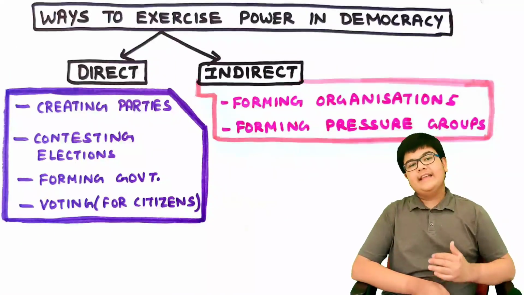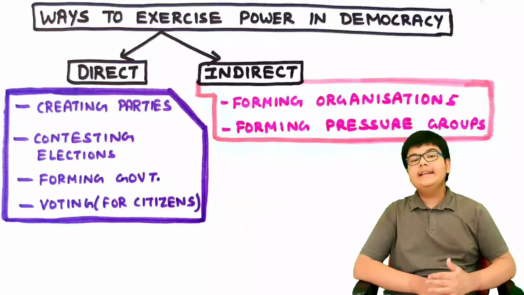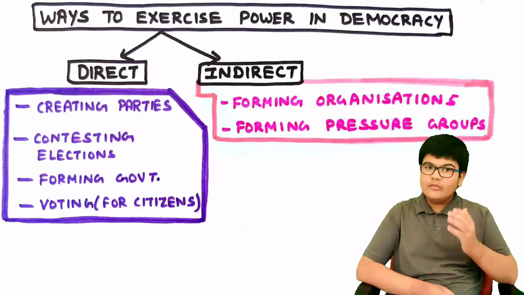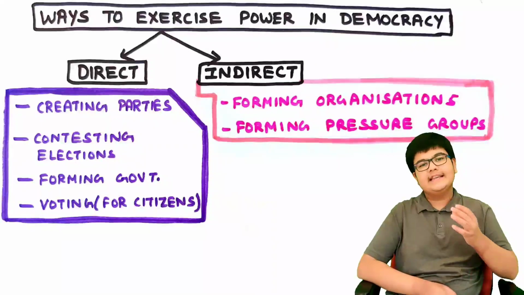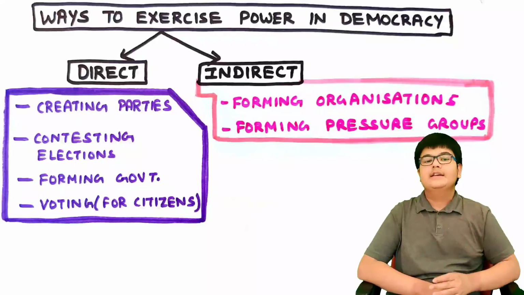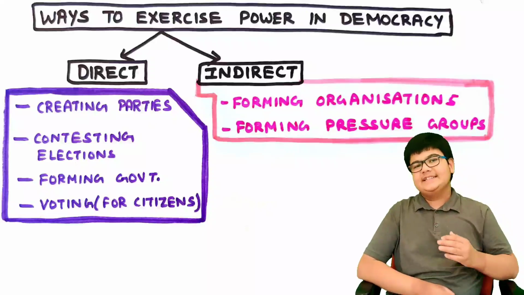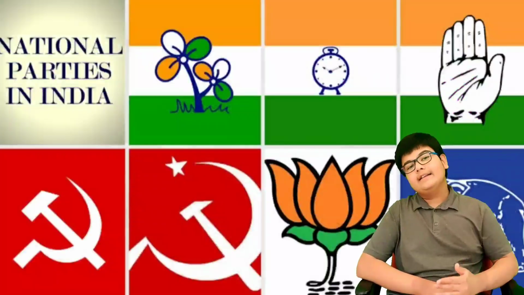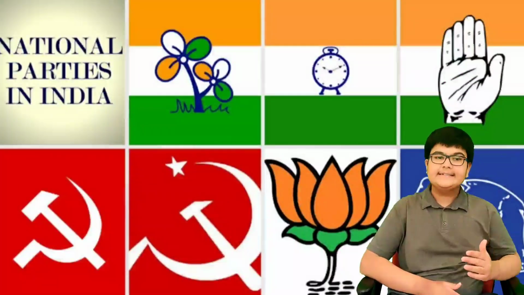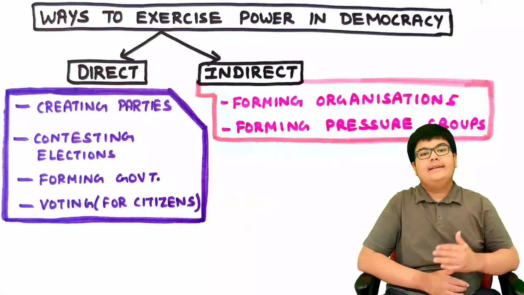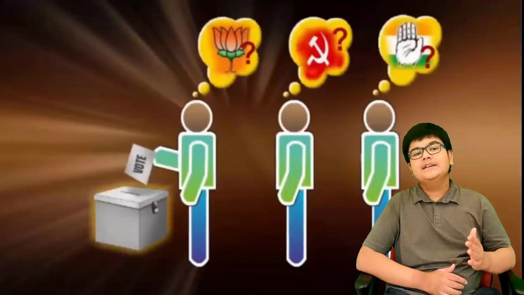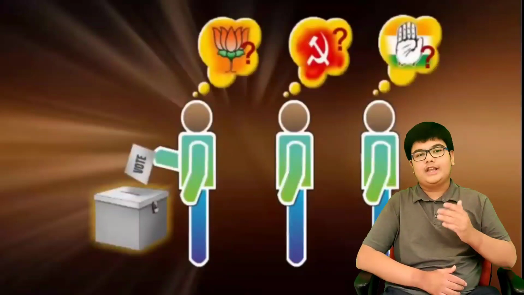Now let us see the ways of exercising power in a democracy. So there are two ways to exercise power in a democracy. The first are the direct ways and the second are the indirect ways. So the direct ways of exercising power in a democracy are by creating political parties, contesting elections and by forming the government. And for citizens, they can participate in this process by voting.